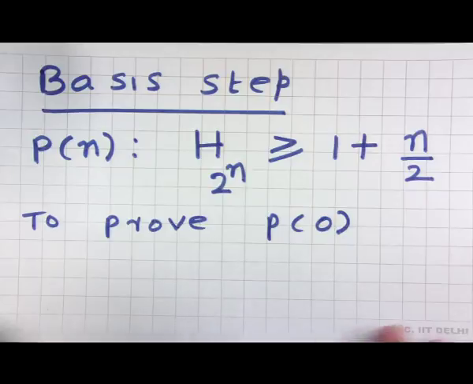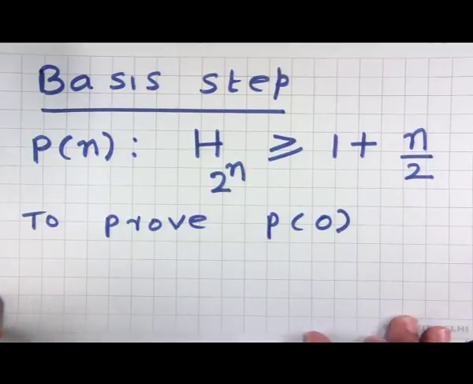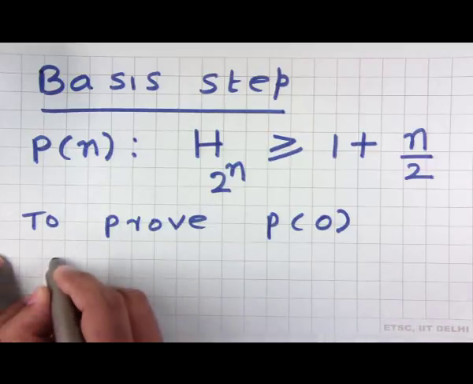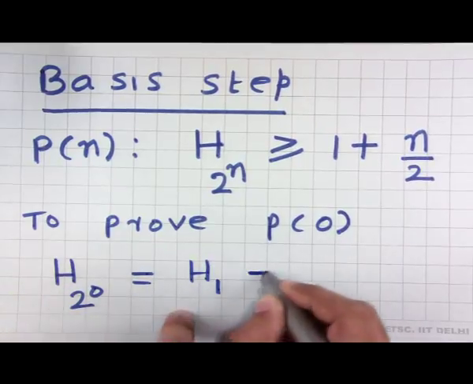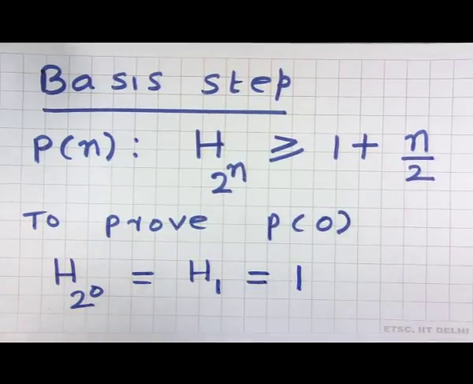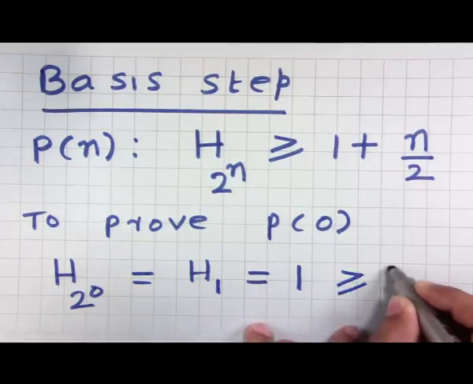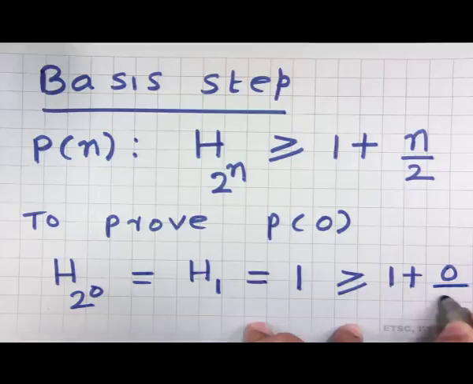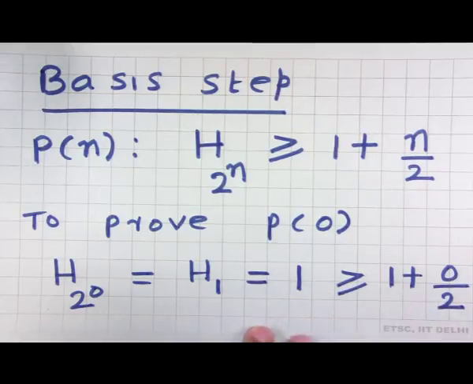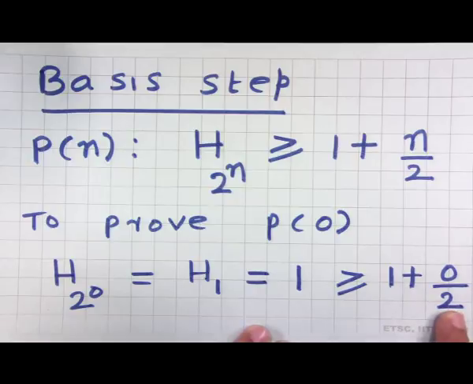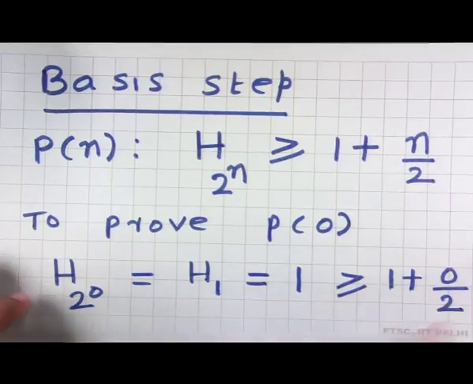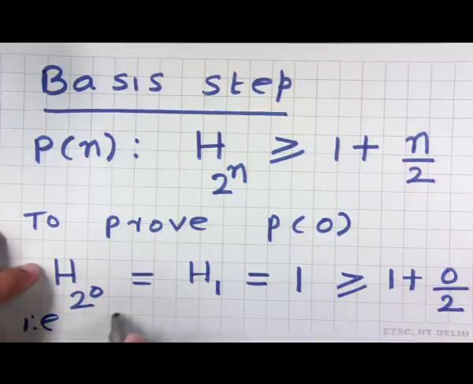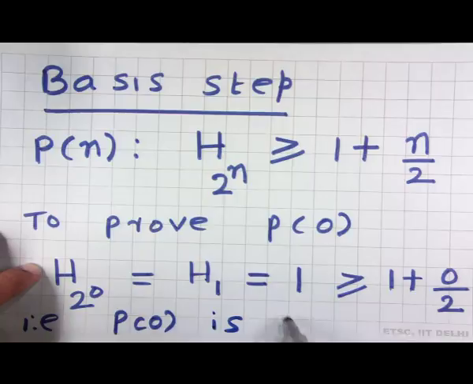The 2 power 0th harmonic number, that is the first harmonic number, by definition it is 1, which is greater than or equal to 1 plus 0 by 2, and this is obtained by substituting n equal to 0 in the inequality intended to prove, and 1 greater than or equal to 1 is trivially satisfied, that is P of 0 is true.